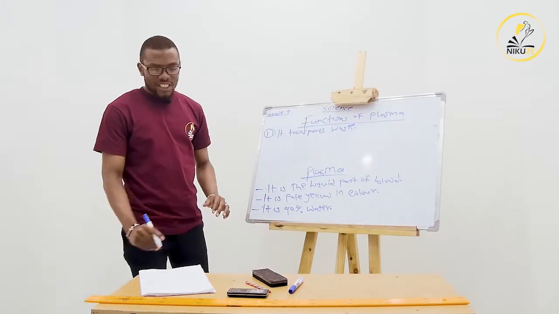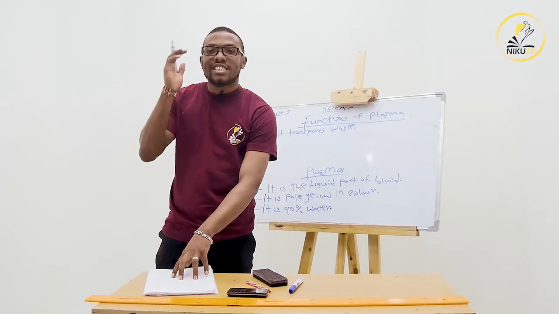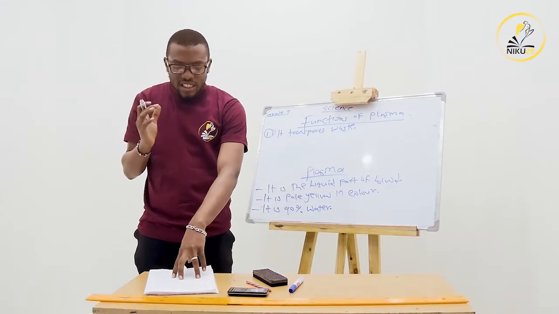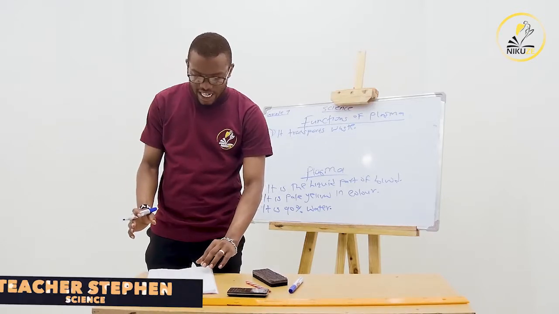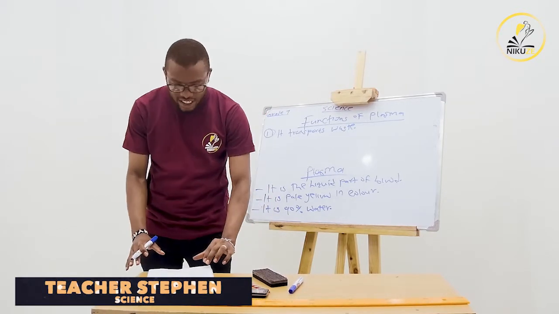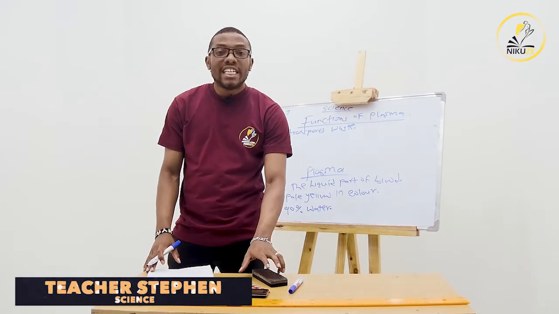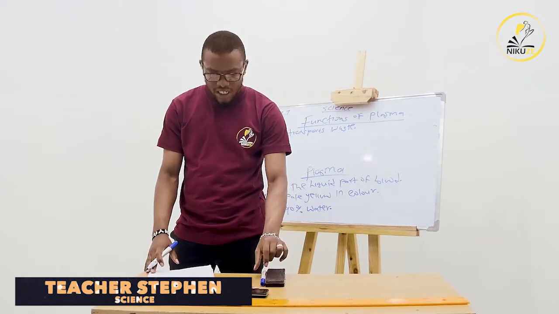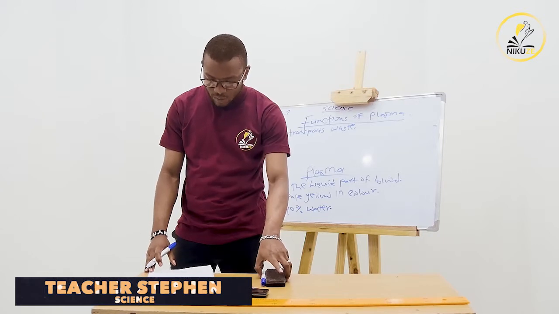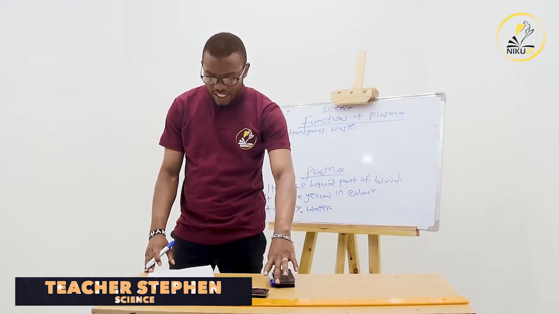Your body has a lot of waste. Our bodies are made in a way that they secrete wastes, and this waste, if the body doesn't get rid of it, may lead to other complications, such as diseases. So it is the work of the plasma to transport this waste to their specific areas.